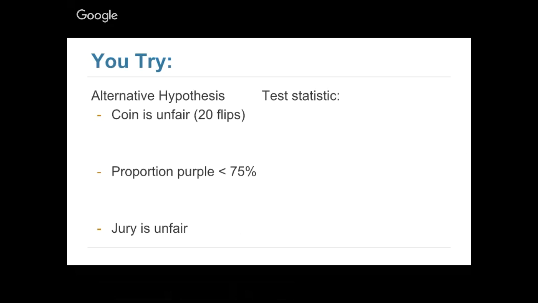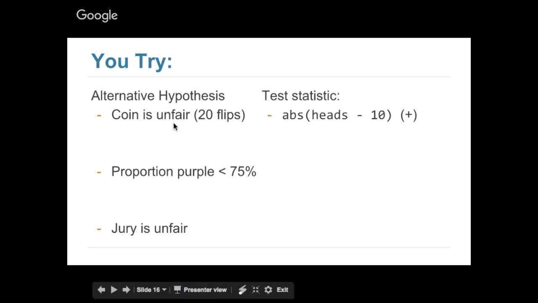If my coin is unfair, what test statistic would I want to use? Any takers? Are you raising your hand, Alex? Yeah. Okay, what do you think? Number of heads minus 10. Close. So if I'm looking at coin is unfair, I need to make sure that I account for whether the coin has more heads or less heads. So I need that absolute value there so I can get the distance away from what I expect. But yeah, close. Heads minus 10, absolute value that, and look in a positive direction.